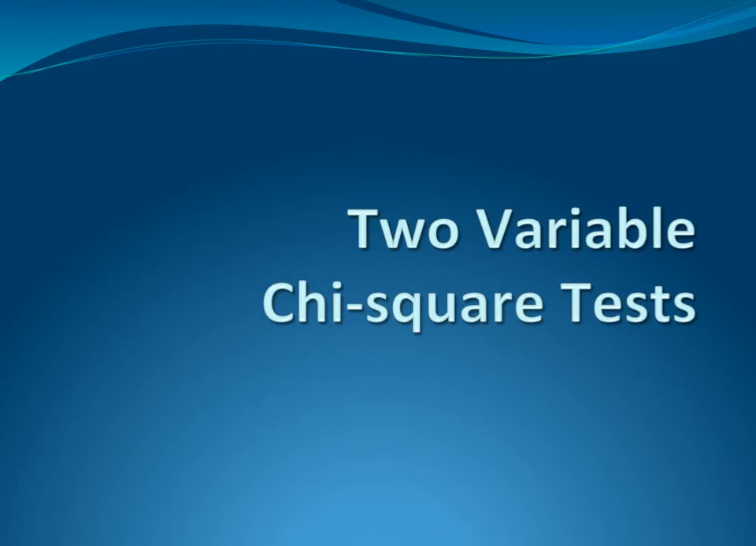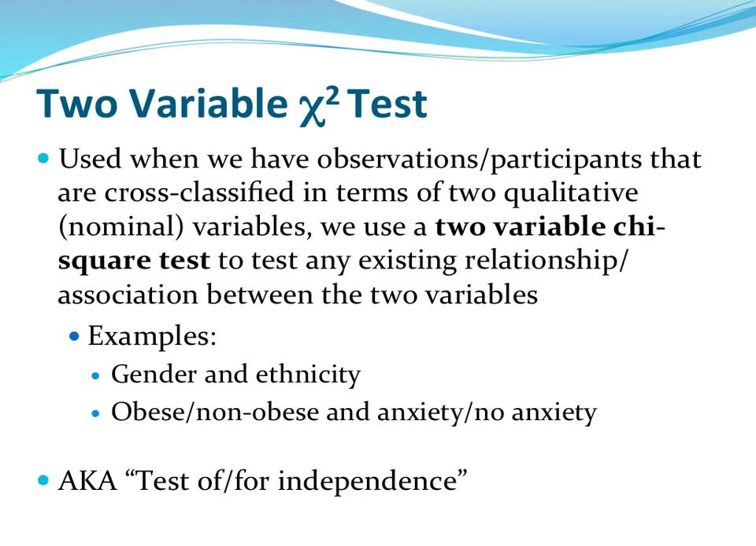The next type of hypothesis test we're going to discuss is a two-variable chi-square test. Two-variable chi-square tests are used when we have observations or participants that are cross-classified in terms of two qualitative nominal variables, also known as categorical variables, to test any existing relationship or association between these two variables. For example, if we were looking at the relationship between gender and ethnicity, or the relationship between obesity status and whether or not someone has anxiety. Two-variable chi-square tests are also known as tests for or of independence.